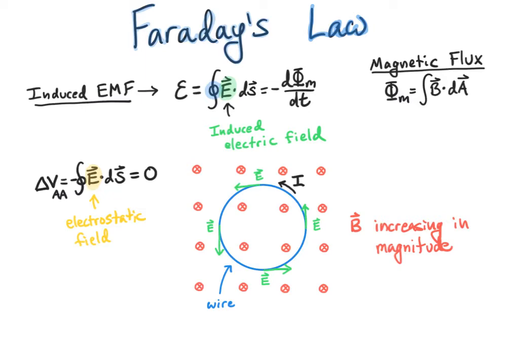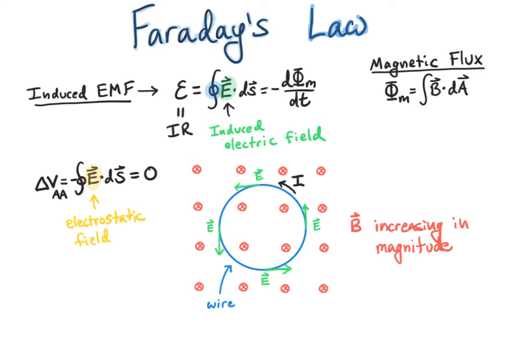The relationship between this induced EMF and the current through this loop is going to be the same as the relationship of an actual voltage in a circuit to the current produced by it. In particular, we can relate the induced EMF to the current through the relationship that the EMF is equal to I times R, where R is the resistance of the circuit or the loop.